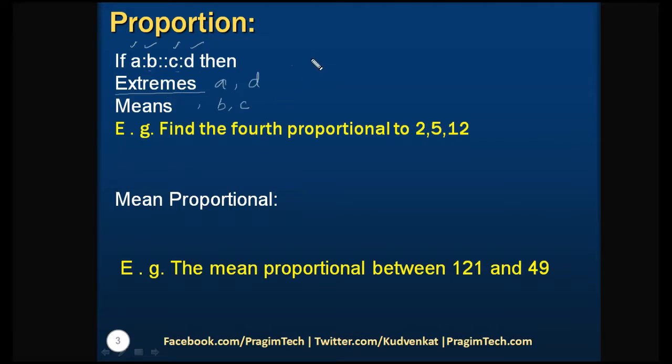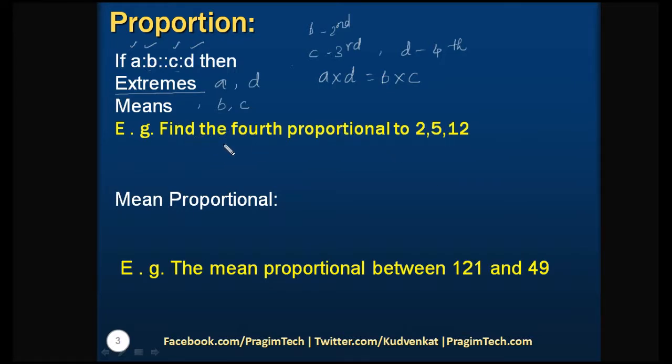And here is an important property, that is, product of extremes is always equal to product of means. That is, A into D is equal to B into C. In this, B is called second proportional, C is known as third proportional, and D is called fourth proportional. Right, students?